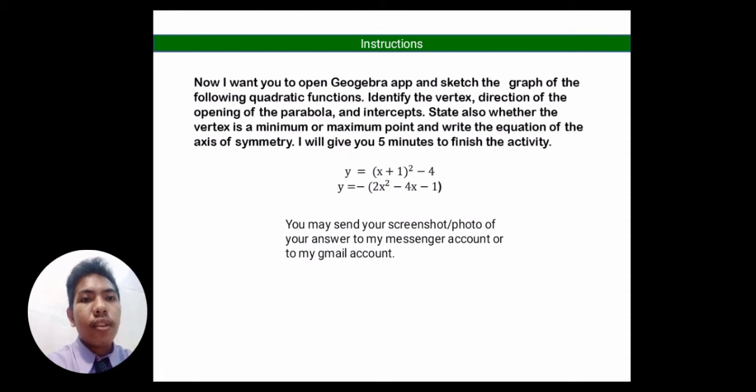So, again, I want you to open GeoGebra app and sketch the graph of the following quadratic functions. Identify the vertex, direction of the opening of the parabola, the intercepts. State also whether the vertex is a minimum or maximum point, and write the equation of the axis of symmetry. I will give you 5 minutes to finish the activity. Okay, here are the quadratic functions.